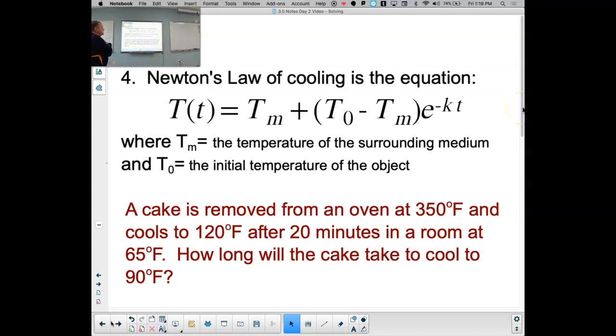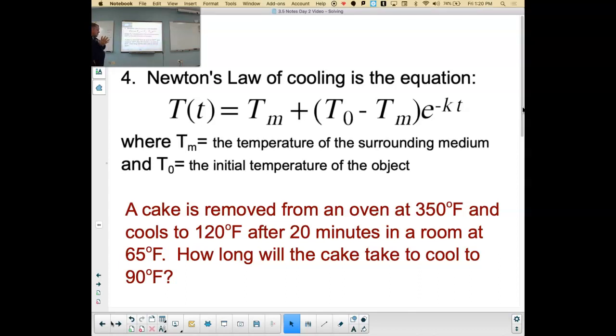Newton's law of cooling is the equation T of t equals T sub m plus T sub 0 minus T sub m times e to the negative kt power, where T sub m is the temperature of the surrounding medium, so basically the air temperature of whatever room you're in or whatever box you're in, and T sub 0 is the initial temperature of that object. Okay? So we're going to use Newton's law of cooling to solve this problem.